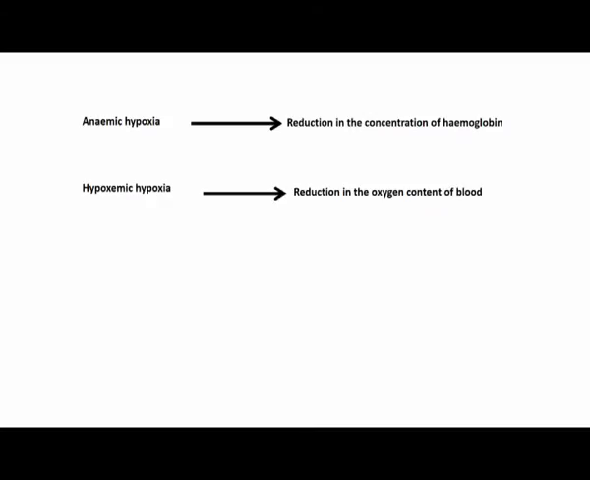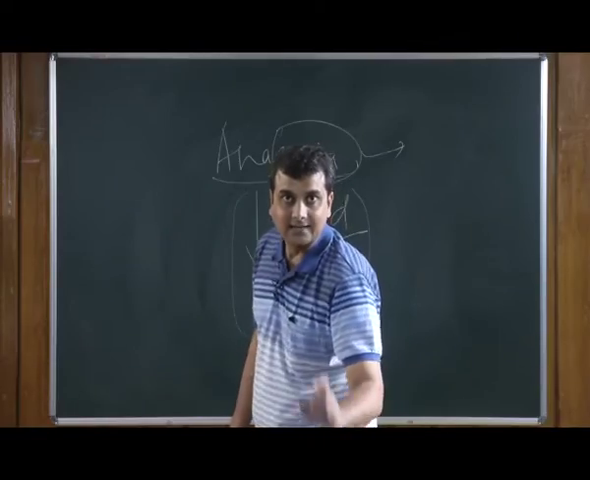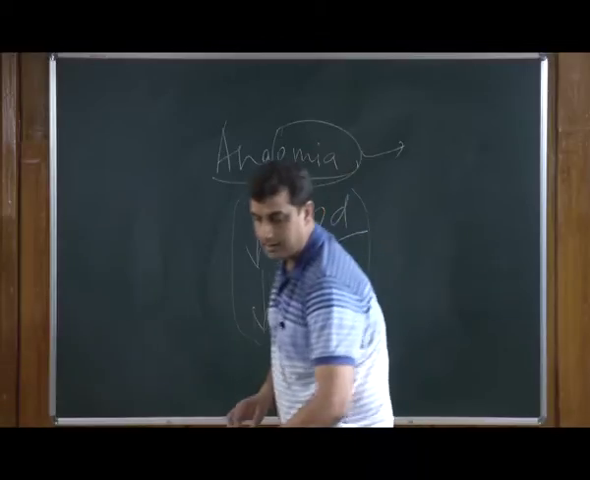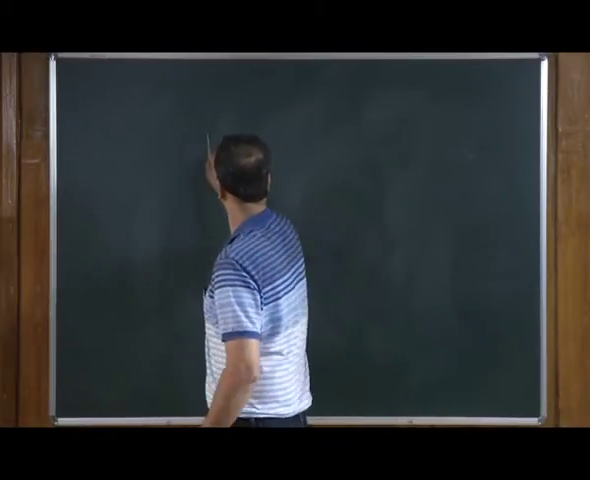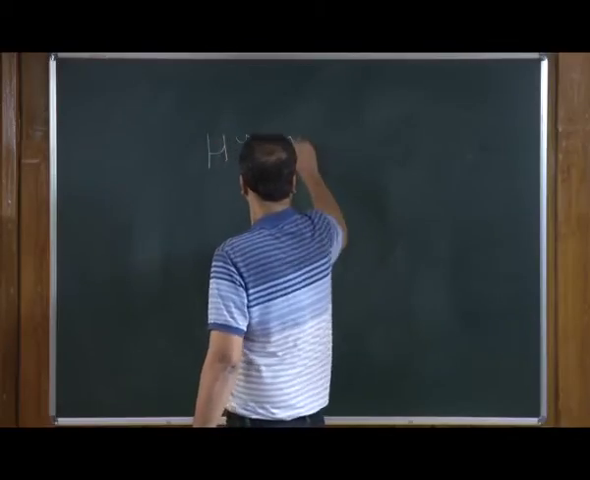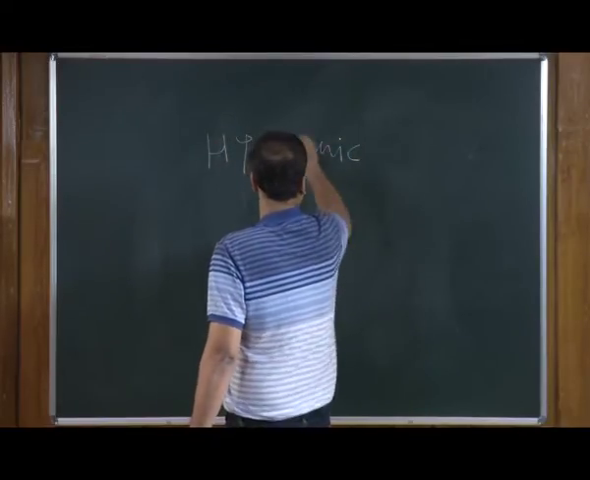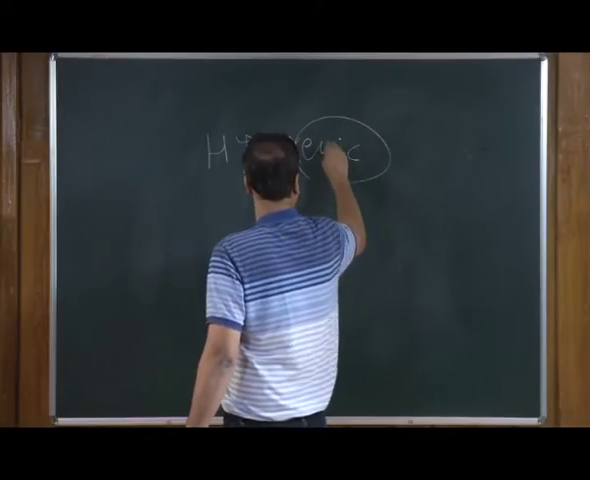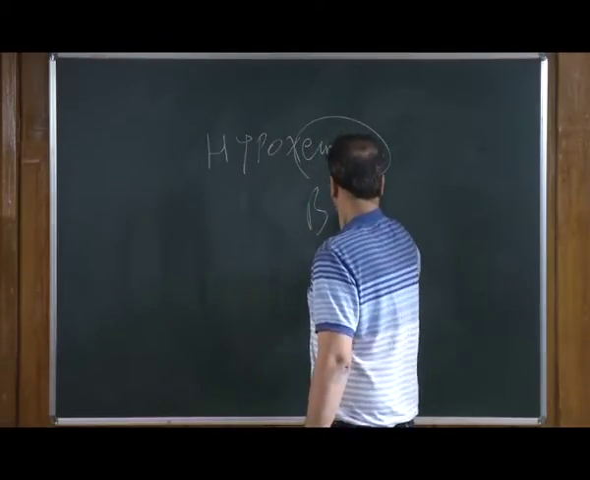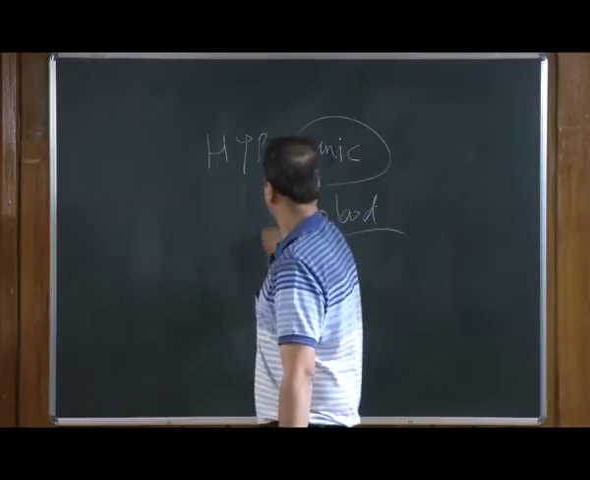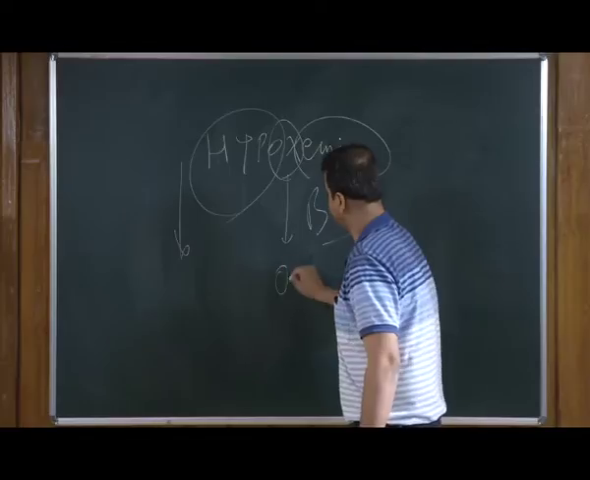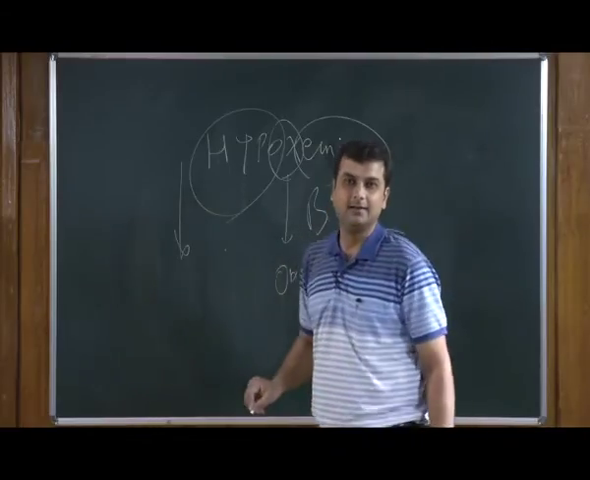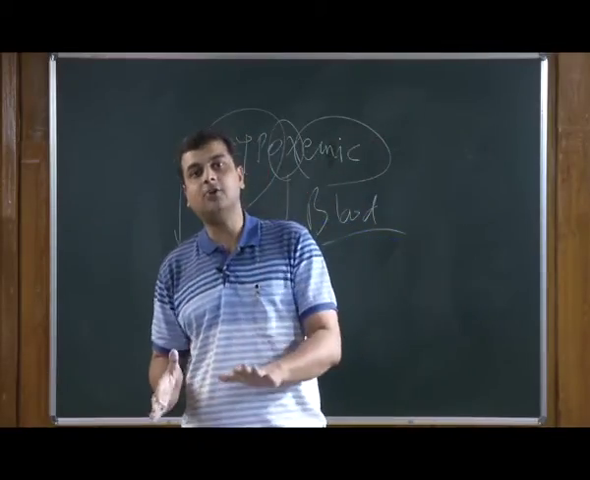hypoxemic hypoxia. If we try to collect the root word, we are calling it hypoxemic. Emic stands for the blood, hypo is less, and we have ox in between. So, this is oxygen. So, less oxygen in blood. We are now saying less oxygen in the blood.